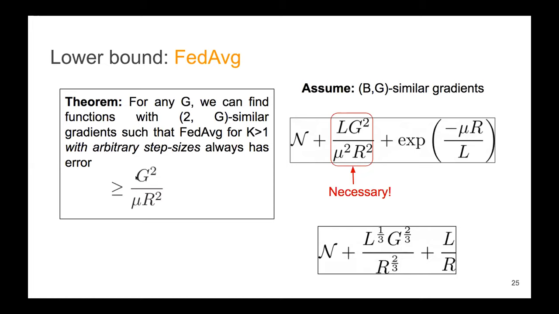The theorem that I'm showing here is a lower bound. On the left is a lower bound, on the right here is an upper bound. So we said that you might question whether the upper bound analysis is loose, but in fact it's not, because there's a lower bound which shows that this extraneous term is necessary.